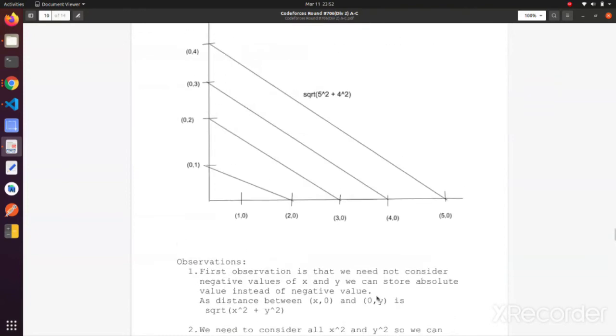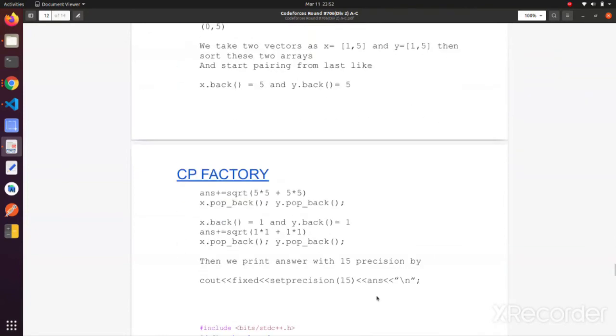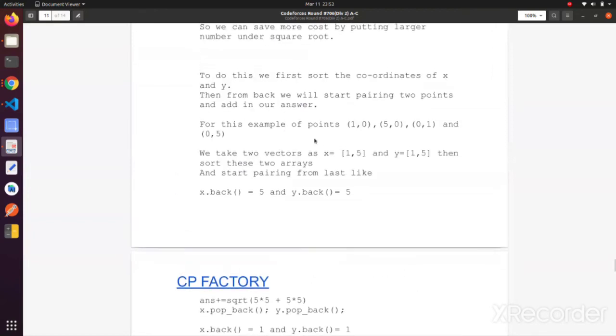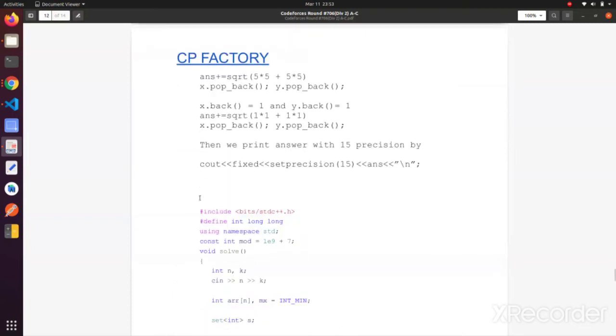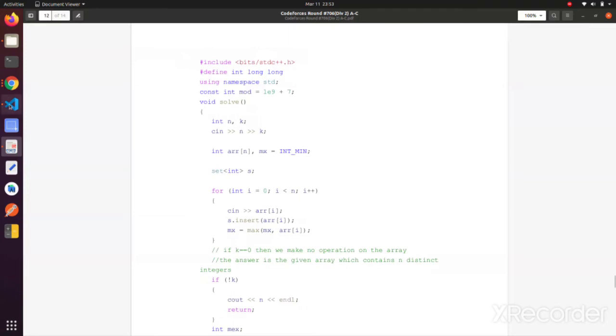I hope you understood this. What we have to do is a very simple thing, so I will sum it up once. I will just sort the arrays of x coordinates and y coordinates. Then I will keep pairing up the points from the last. That is all we have to do.